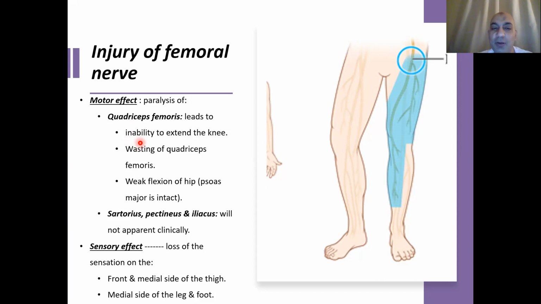There is wasting of quadriceps femoris, weak flexion of the hip, but the most important point, inability to extend the knee. About the sensory supply, we lose sensation over the front and the medial aspect of the thigh and over the medial aspect of the leg, including the medial aspect of the foot. This area with greenish coloration. This is the injury of the femoral nerve.